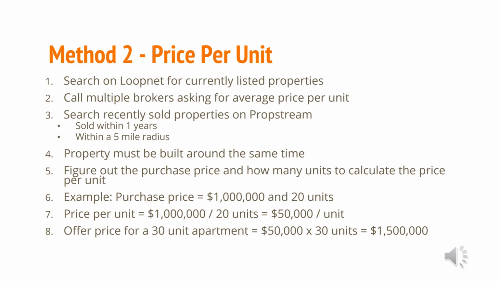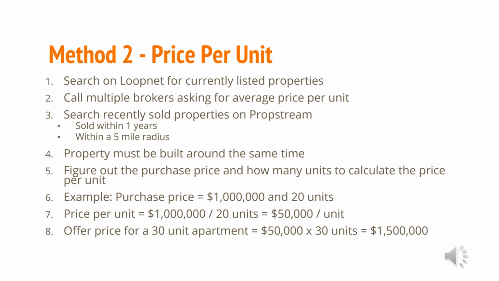Method number two is looking at the price per unit basis. To quickly figure this out, typically we'll look on LoopNet for currently listed properties. You can call multiple brokers asking for the average price per unit. And what I'd like to do is look on PropStream. PropStream is a database that costs $100 per month, but it gives you a lot of the recently sold properties. So typically when looking for sales comps, I want to look at those sold within the past year and within a 5-mile radius of the current property that I am analyzing.